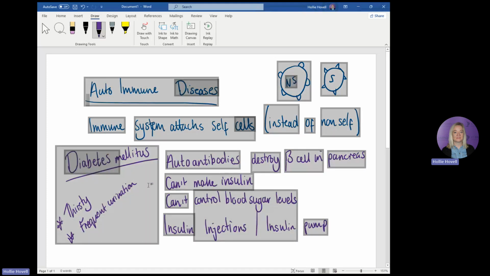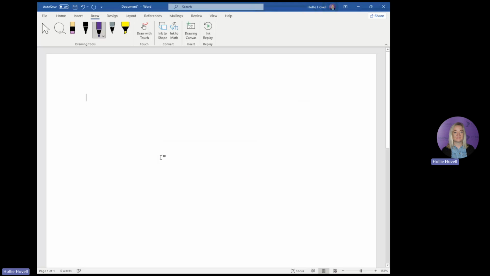There's 4 different diseases that we need to do for this. So the next disease we're going to do is MS. So do you know what MS stands for? It stands for multiple sclerosis.